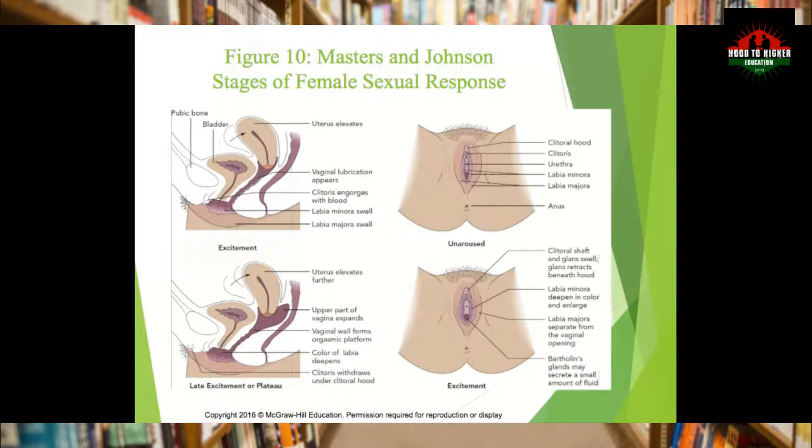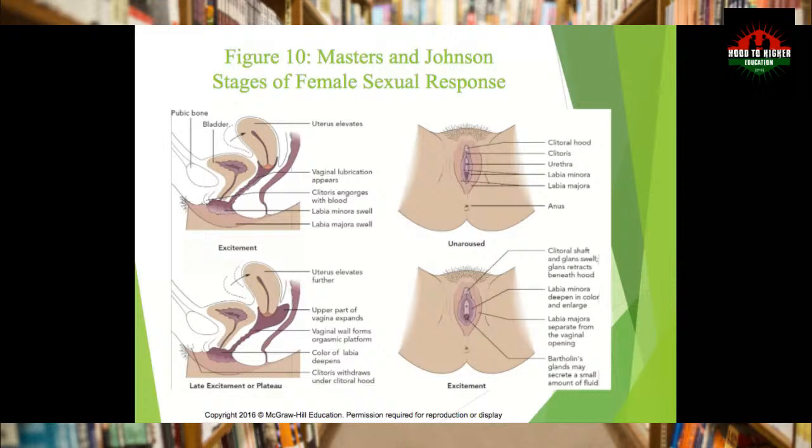Okay, so this graph is also showing Masters and Johnson response in terms of the uterus being elevated during sex, how the clitoris becomes engorged with blood, the labia minora and majora swell, the upper parts of the vagina expand to receive that sexual toy, finger, and/or penis, right? The vaginal wall forms orgasmic platforms. It begins to contract. The labia deepens. The clitoris withdraws under the clitoral hood.